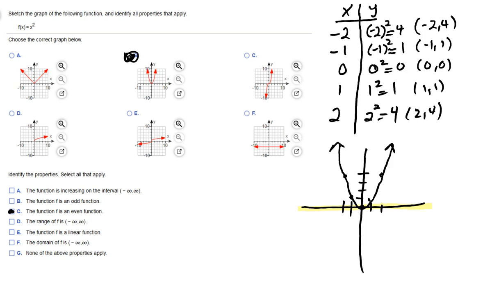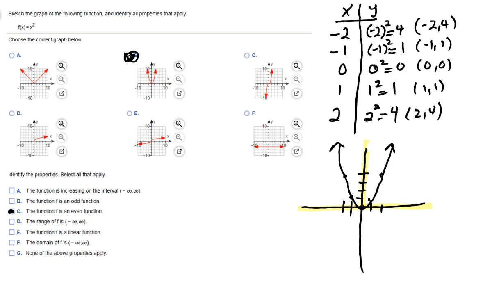The next statement says the range of f is negative infinity to infinity. So looking at my picture over here, I can see that my y values only are covering from 0 to infinity. There are no y values on the bottom part of this graph. So that means my range doesn't cover from negative infinity to positive infinity. So I would not select that choice.